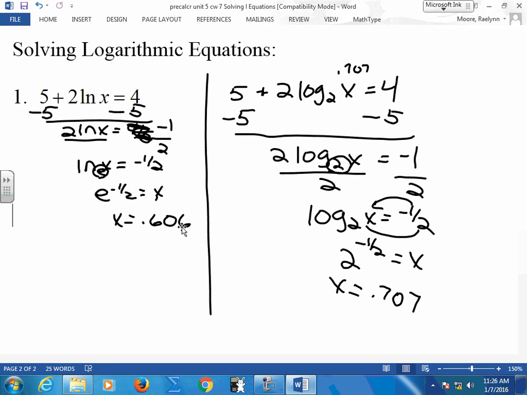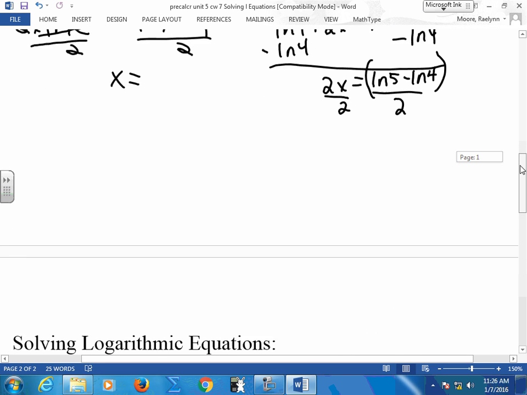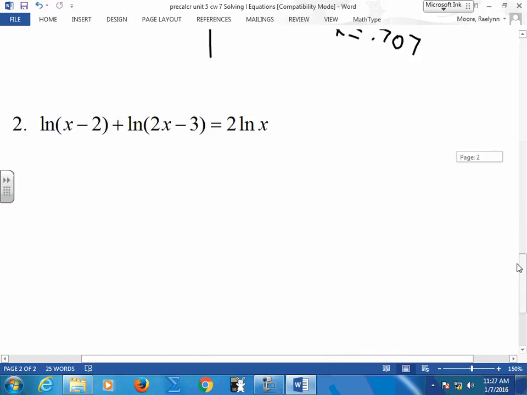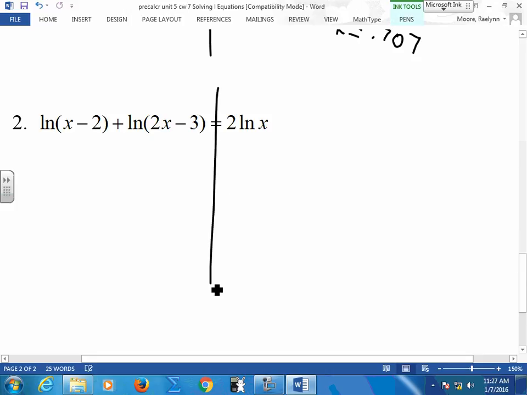Okay. The last one we have is the crazy one. I have logs everywhere. Everywhere. So my goal is condense them to where it says log equals log. Alright? What do I do for this guy? Multiply them. Multiply. When I was adding my exponents, I was multiplying my like bases.